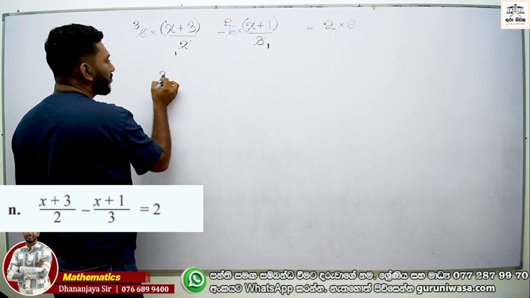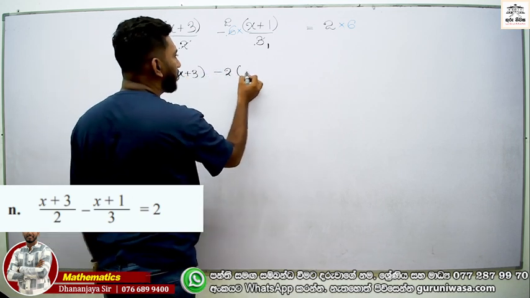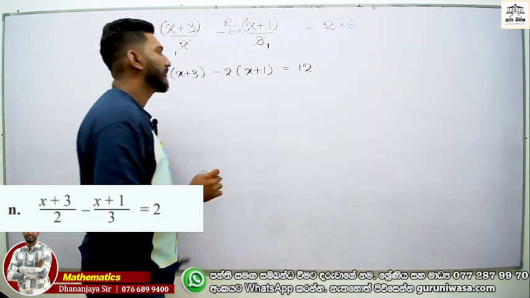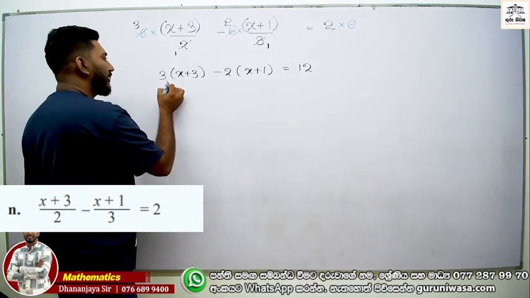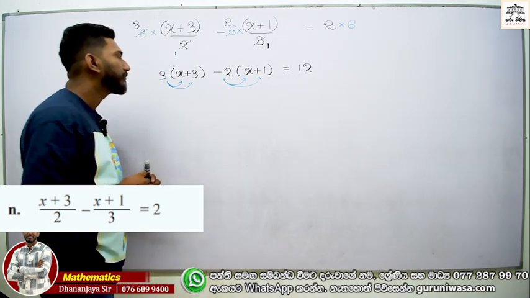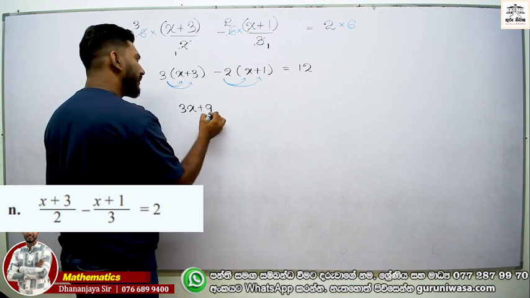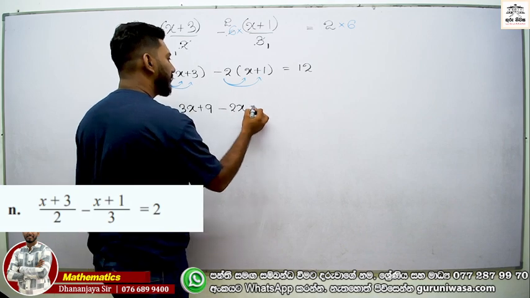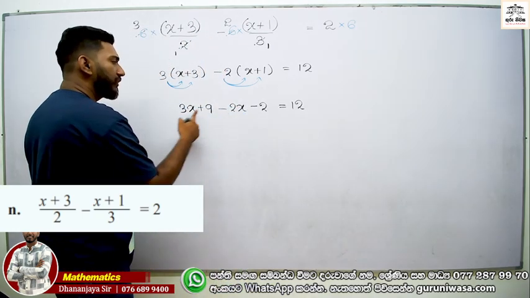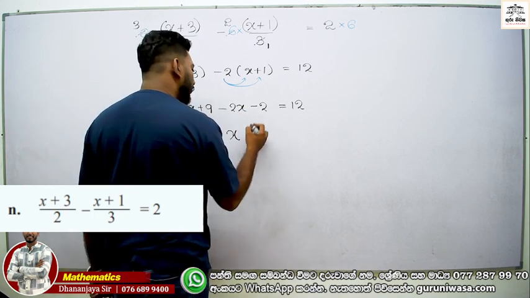Now, this one is 3 times (x plus 3) minus 2 times (x plus 1) equals 12. Now, you can simplify by expanding the brackets like this. 3 times x becomes 3x and plus 9, minus 2x minus 2 equals 12. 3x minus 2x is only x. Plus 9 minus 2 is plus 7.